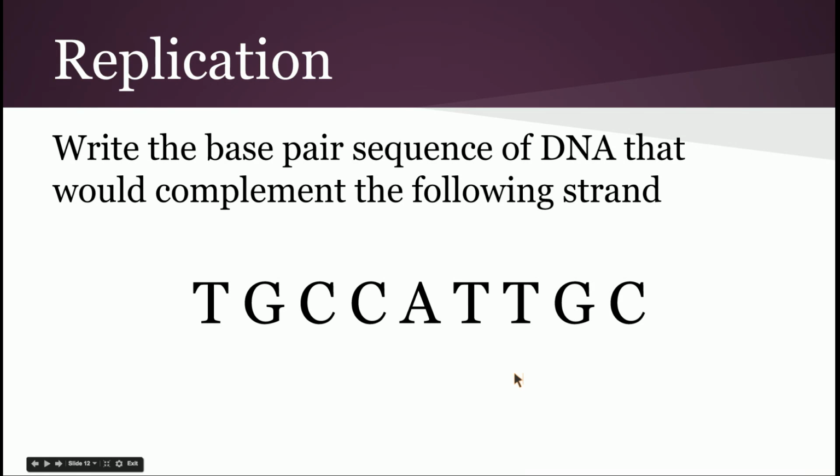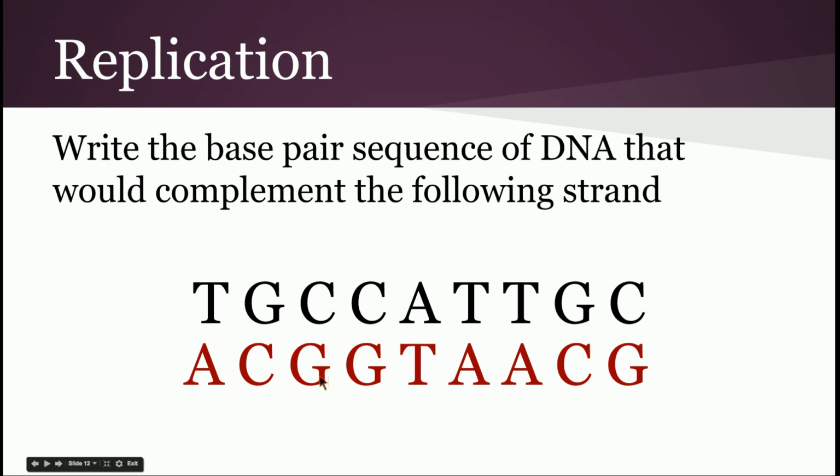Last check. All right, write the base pair sequence of DNA that would complement the following strand. So if I give you that one half of your double helix has a thymine, guanine, cytosine, cytosine, adenine, thymine, thymine, guanine, cytosine, what's the other half have? Good, so hopefully you were able to get this strand right here as being the complement. So adenine and thymine always pair up, cytosine and guanine. So from one half, you can always tell what's on the other side.